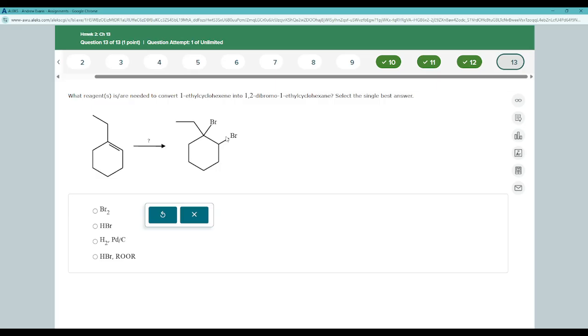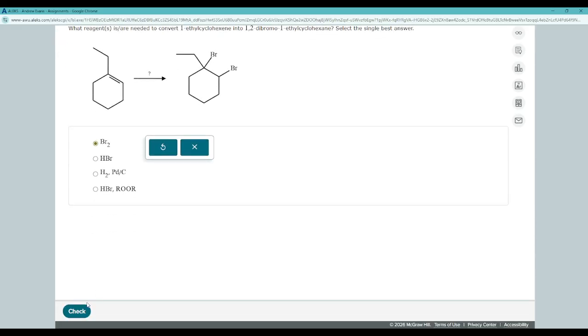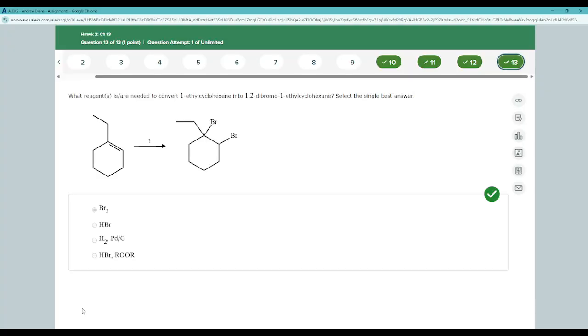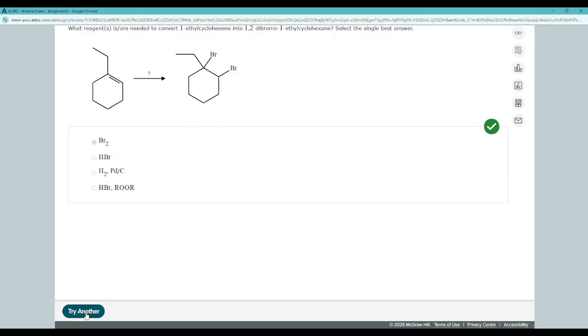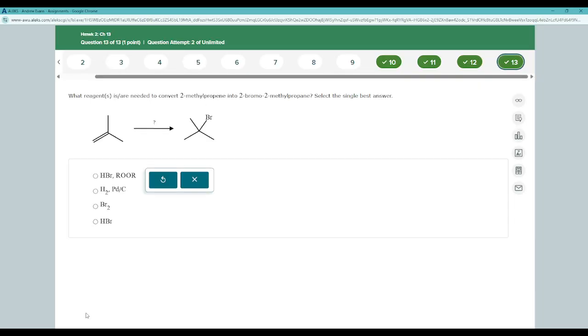1,2-dibromoethylcyclohexane. So the tricky part, we want to add 2 bromines. Okay? 2 bromines. Usually the easiest way to do that is with Br2 over a double bond. Let's try another one. That was way too easy for the last problem.